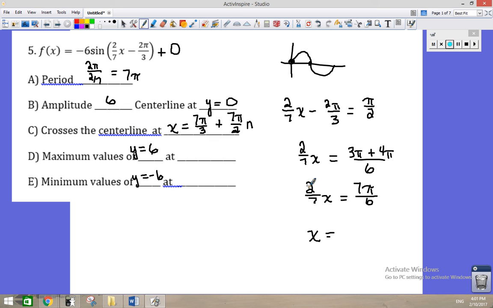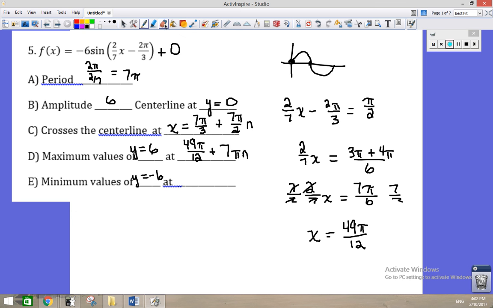Multiply by the reciprocal of 2/7, multiply both sides by 7 over 2, and the 2's and 7's cancel here, and I just have x, and I've got to multiply this by 7 over 2. 7 times 7 is 49, don't forget the pi, and 6 times 2 is 12. So I know that if I input 49 pi over 12, and that the maximum values and also the minimum values are a period apart from each other. So the length of the period is 7 pi, so I'm adding 7 pi in.